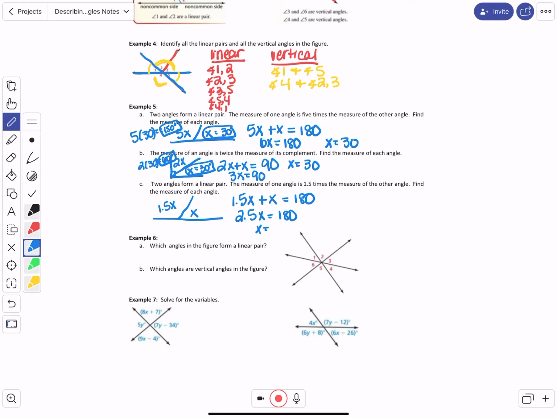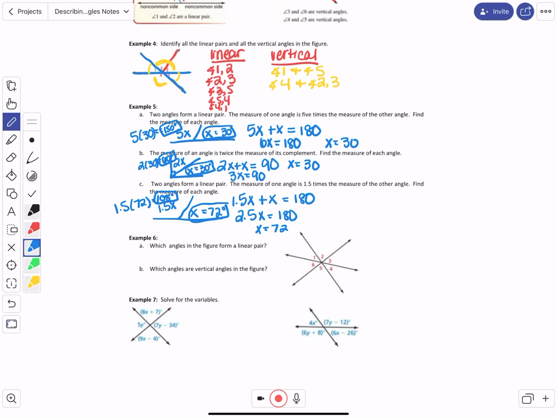So x is 72. So one angle is 72 degrees. And if we do 1.5 times 72, we get 108 degrees.